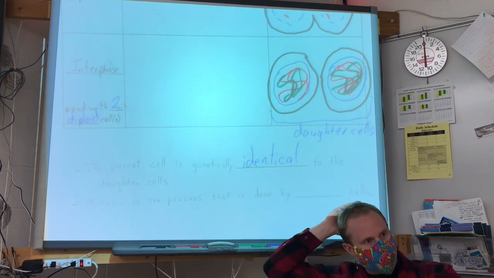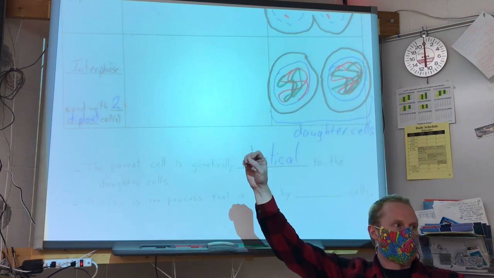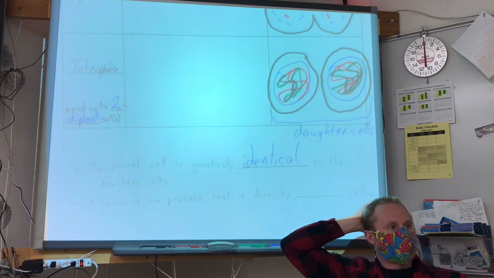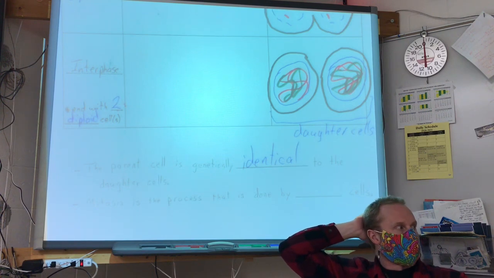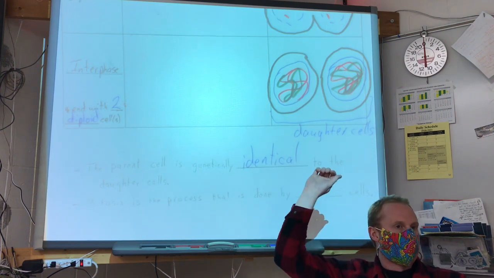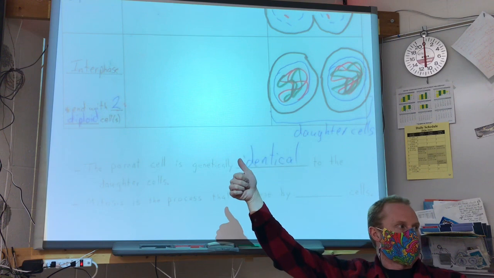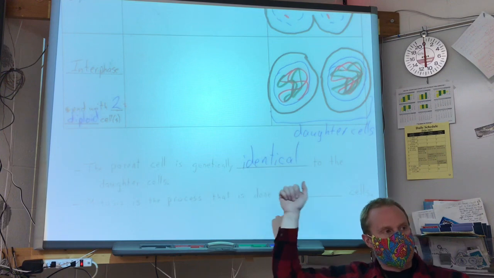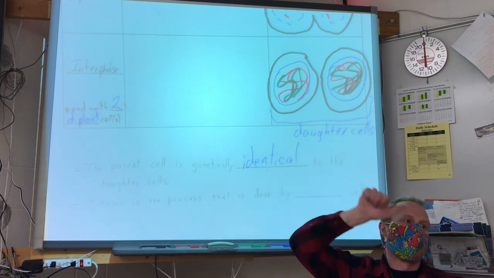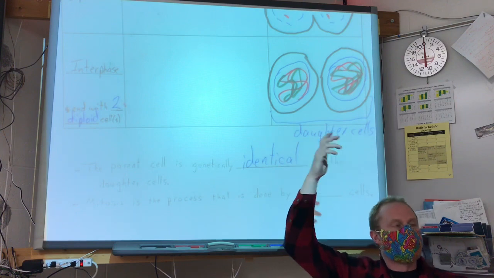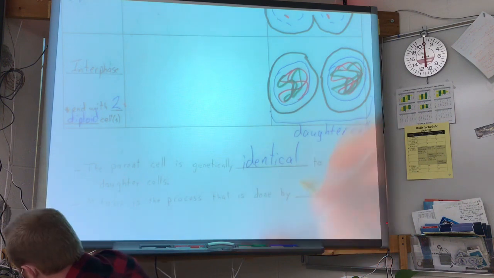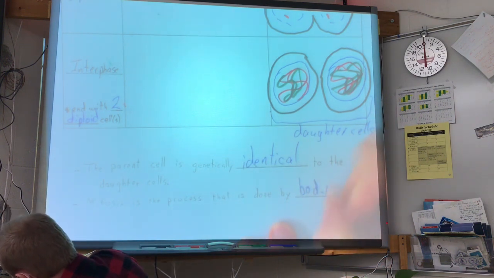Those haploid cells we refer to as what kind of cells? Haploid cells are what kind of cells? Egg and sperm are examples of haploid cells. Collectively, we call egg and sperm cells sex cells. Haploid cells are sex cells. These are diploid cells. So if they aren't sex cells, we refer to them as body cells. We call these body cells. Mitosis is a process that is done by body cells.